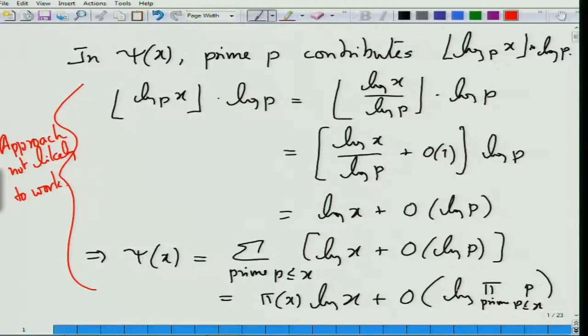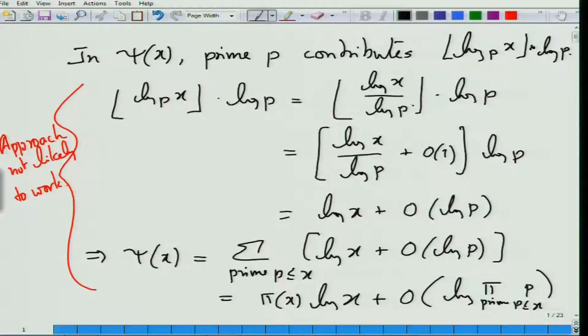In approximating this, you mean? But this already looks pretty high. In fact, forget order log p here. If this was just order 1, then what do you get? Pi x log x plus order pi x. And that's already too much, because what we are looking for is a much tighter relationship. So if psi x is x plus order square root x log square x, then I want the error term for pi x also to be close to square root x.